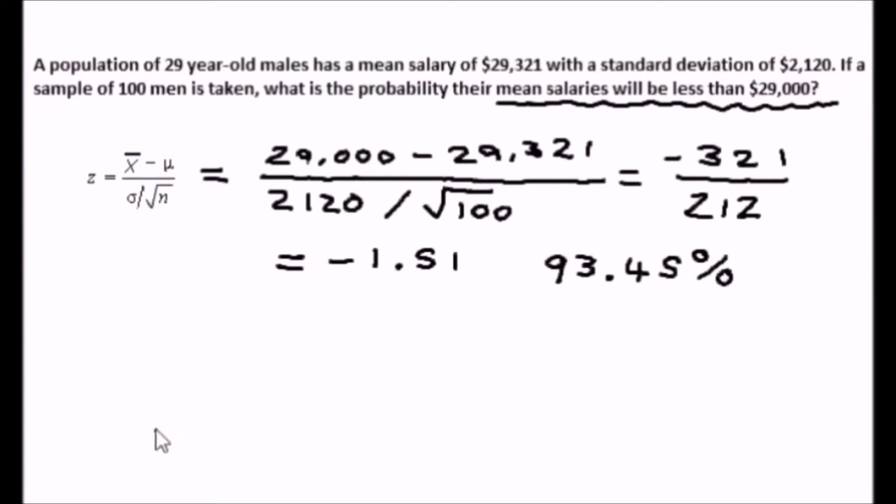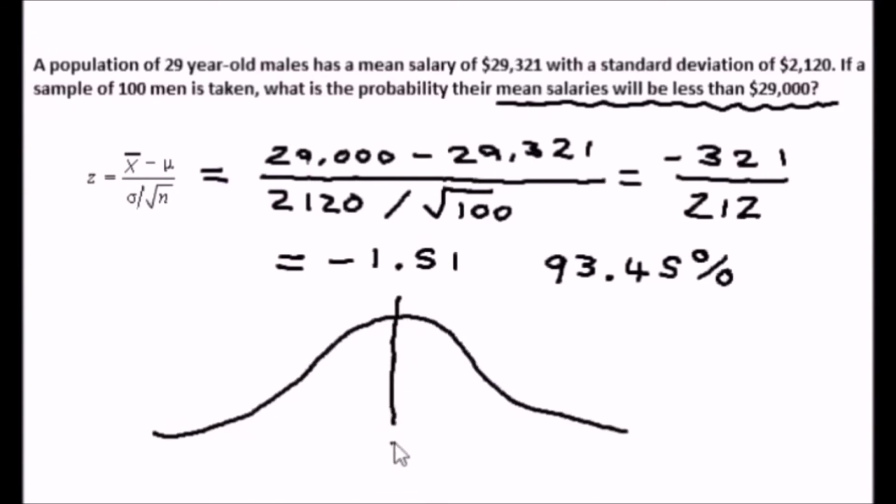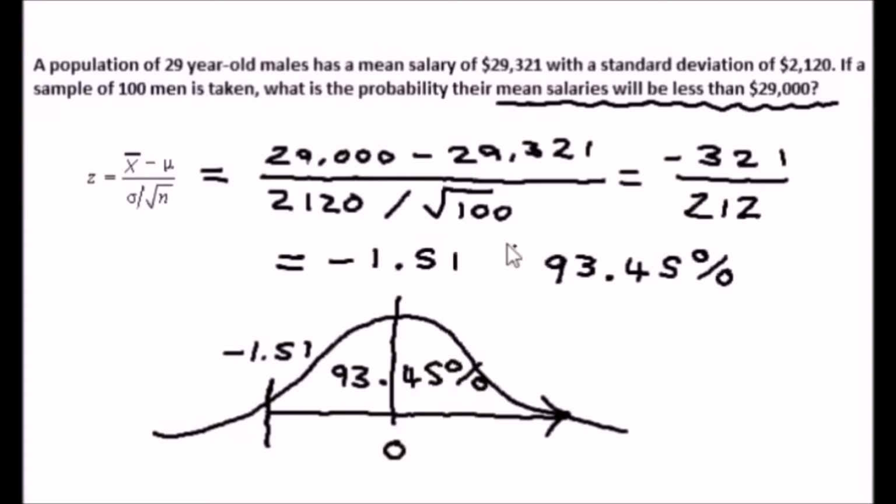93.45%. Let me draw a quick normal curve to show you why. Here's my bell curve. This is a z of 0, and what we have is negative 1.51, which is somewhere over here. What the left-hand z-table has given us is this entire area over to the right. So this area right here is 93.45%, and we're looking for the probability a salary will be less than 29,000, less than the z-score. So we actually want this tiny little tail here.